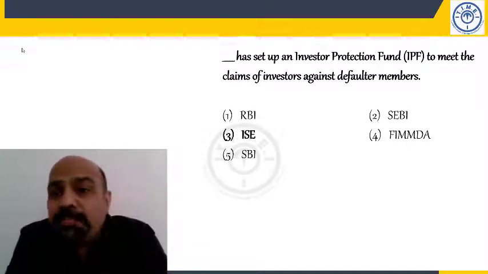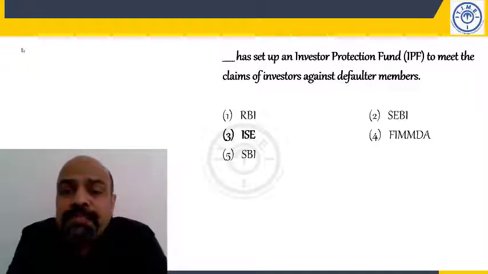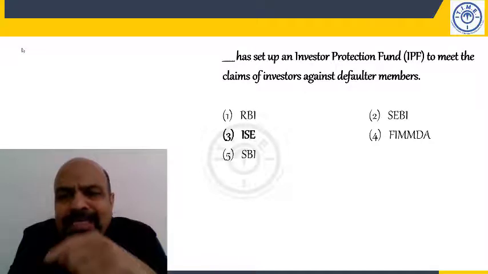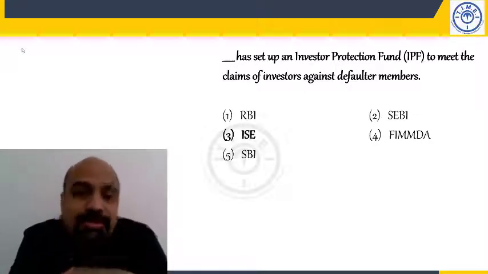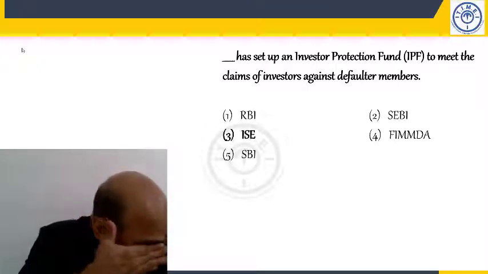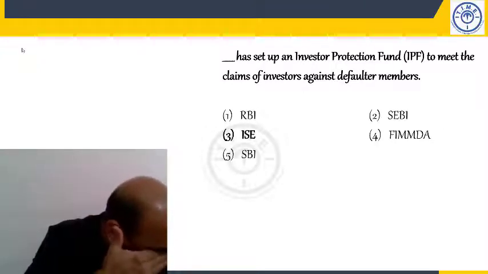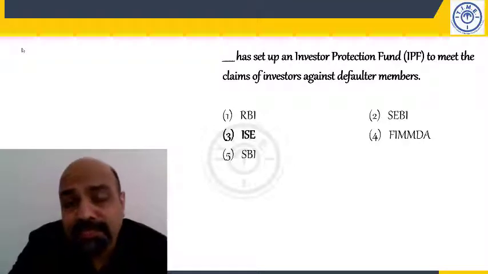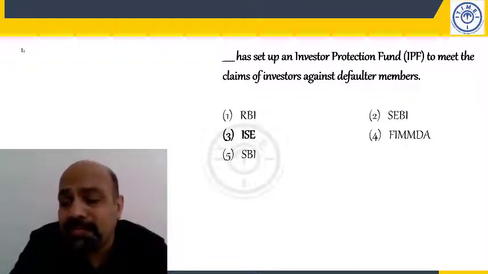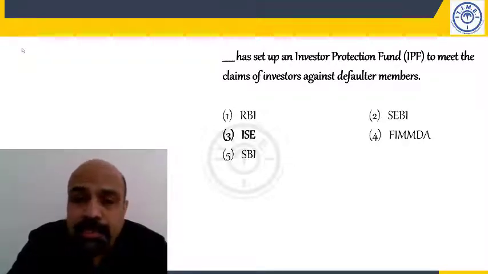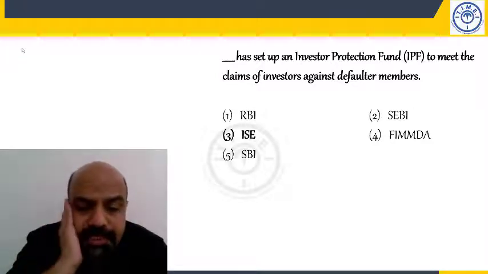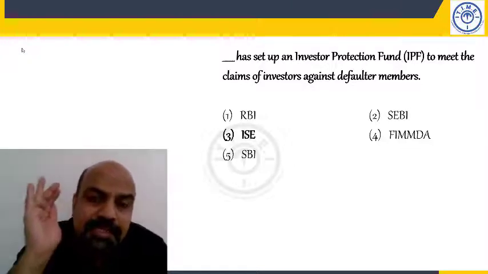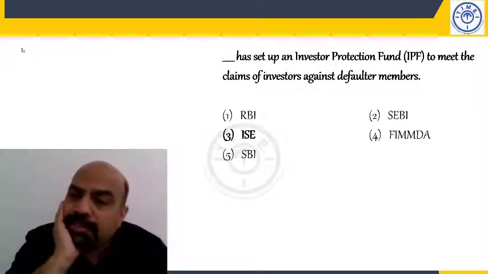The exchange has set up an investor protection fund to meet the claims of investors against defaulter members. The answer is ISE. What is ISE? Interconnected stock exchange. Please write ISE. Underline that. First point: interconnected stock exchange. Technically, it's actually interconnected exchange, but you could write interconnected stock exchange.